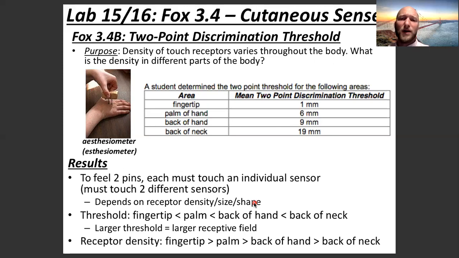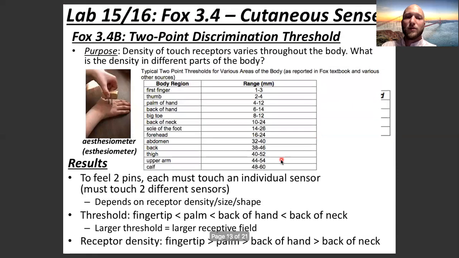So different parts of our body have different densities of receptors. Fingertip has the highest density. Palm of the hand, also important for making tools and being a human. 6 millimeters is the average 2-point discrimination. Back of hand, 9 millimeters. Back of neck, 19. If you go to the next one, look at this, calf. That's like 5 centimeters, 6 centimeters. That's a really long distance.